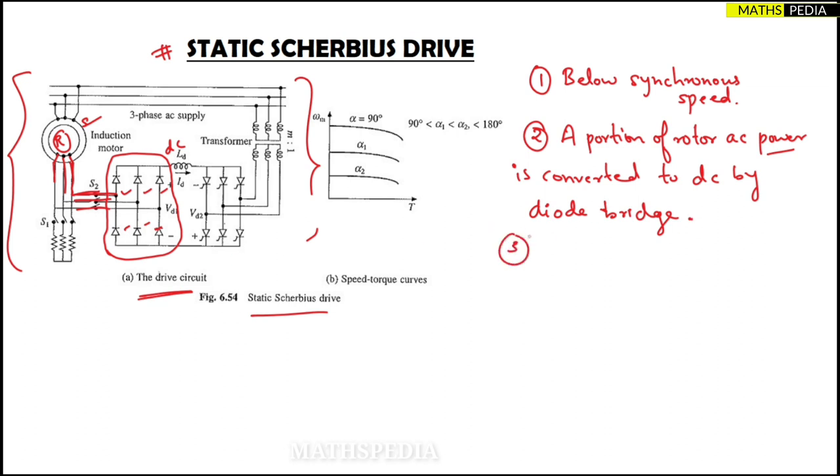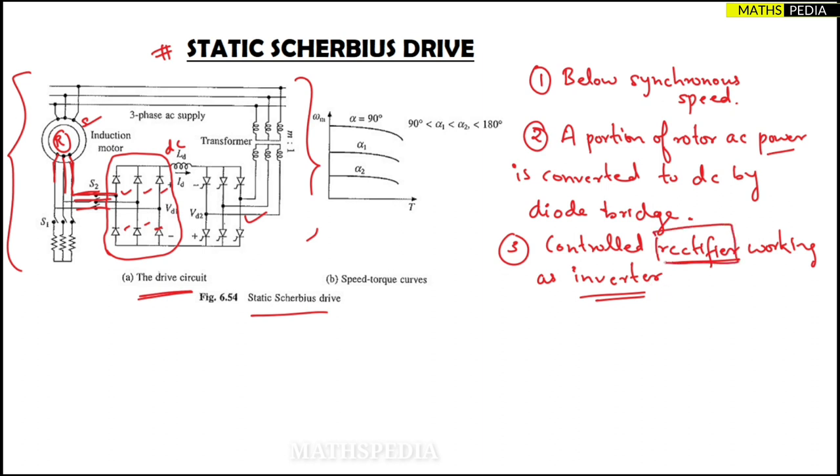Third point: after converting it to DC, we are going to use one rectifier. Here you can see the controlled rectifier. This controlled rectifier is working as an inverter. The inverter will convert DC to AC, not rectifier. So the controlled rectifier is working as an inverter, and this portion is the inverter portion. It will convert whatever DC we got into AC.